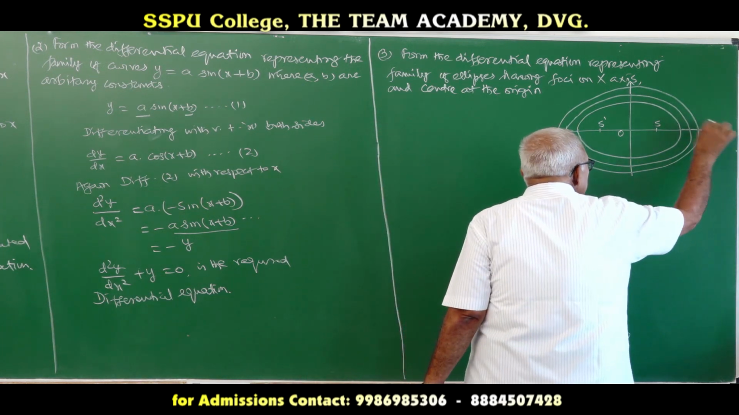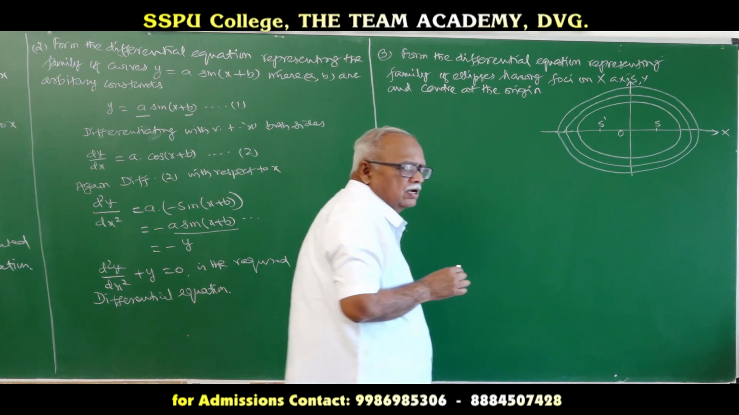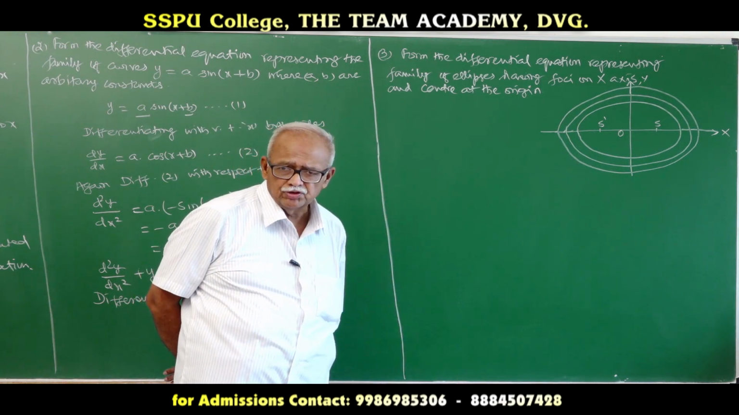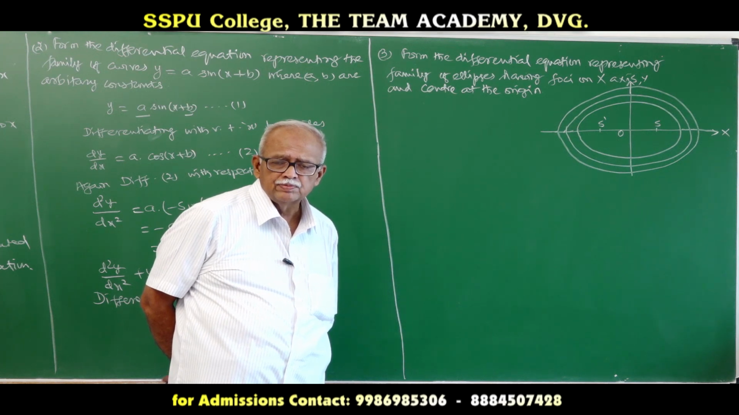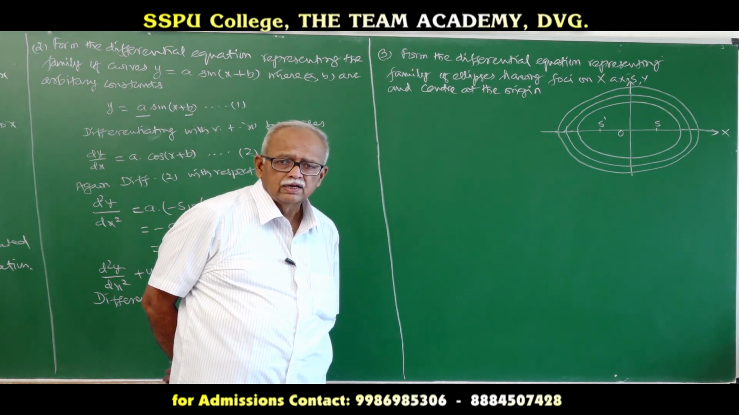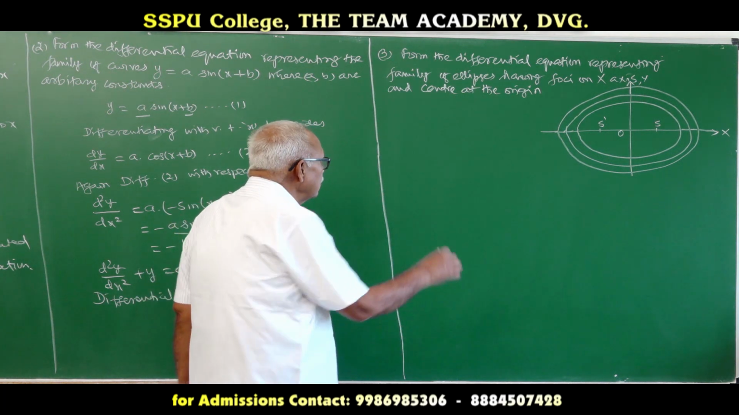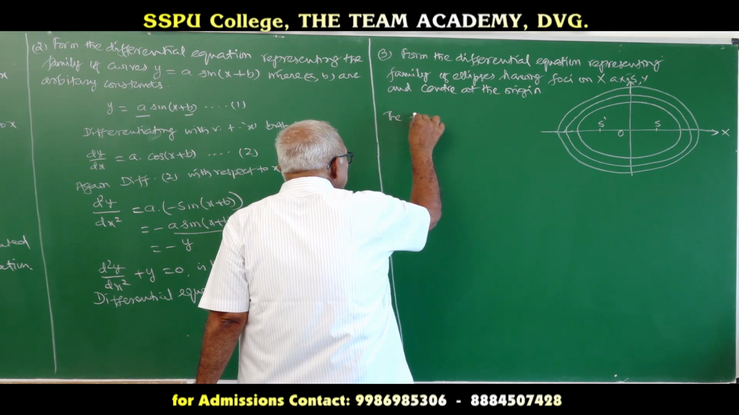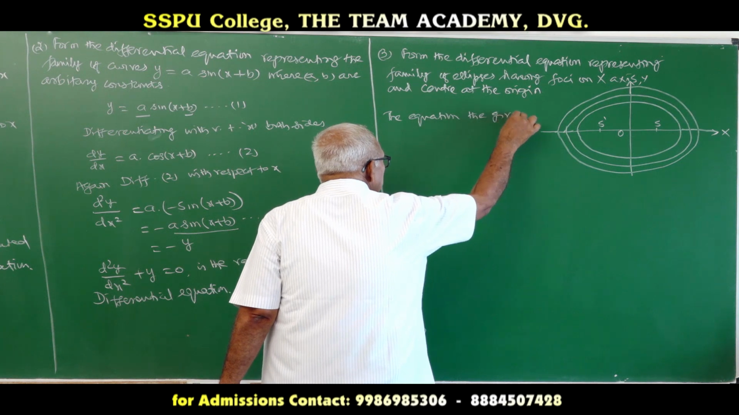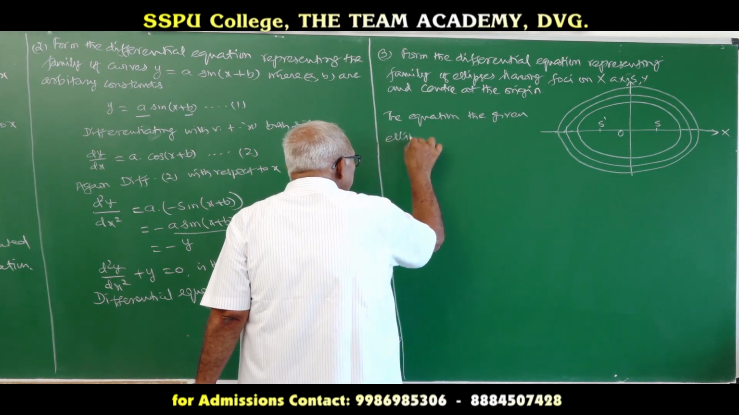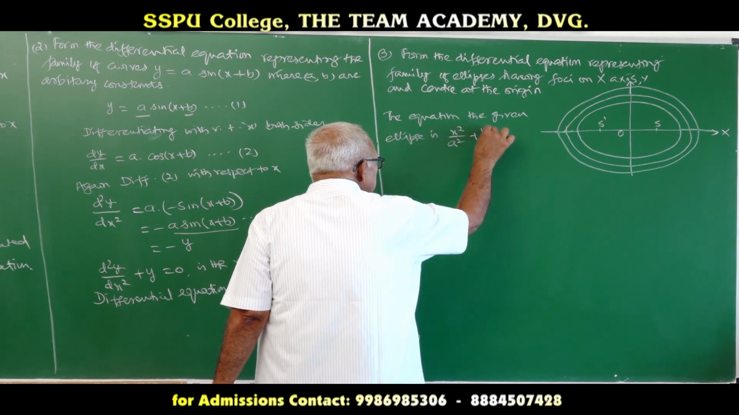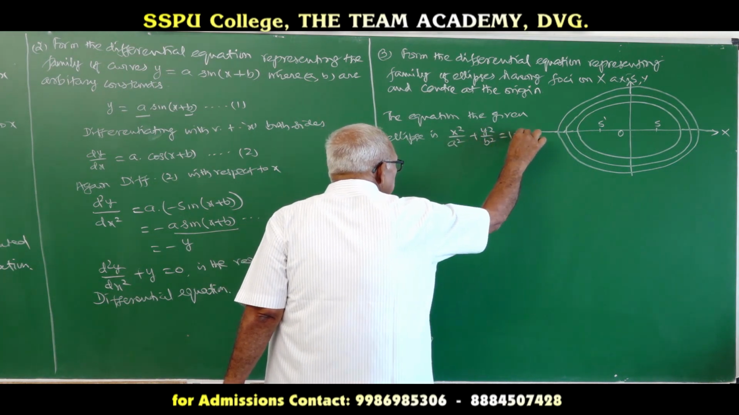Now, x axis, y axis. We all know the equation of this ellipse. They have not given the equation. So, we should know the equation of the ellipse having foci on x axis and center at the origin. The given ellipse is x square by a square plus y square by b square is equal to 1.